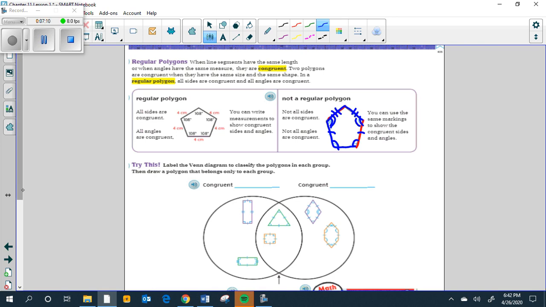Label the Venn diagram to classify the polygons in each group, then draw a polygon that belongs only in each group. Go ahead and pause the video and then check back.